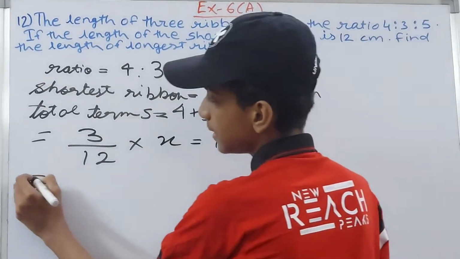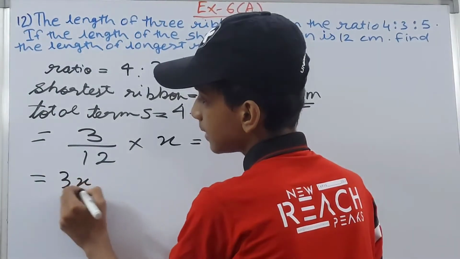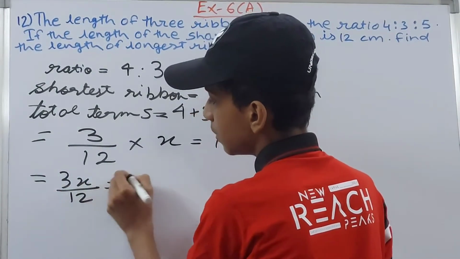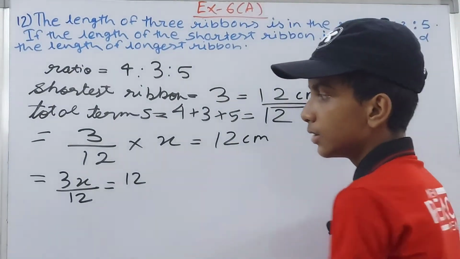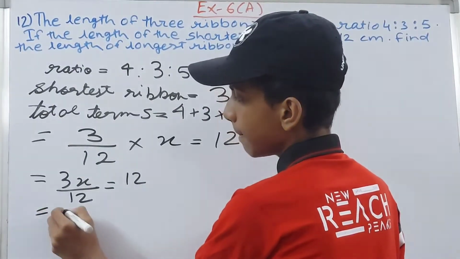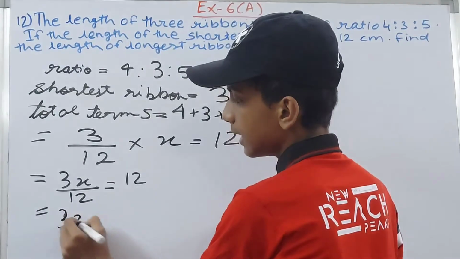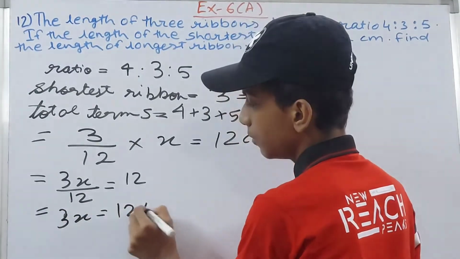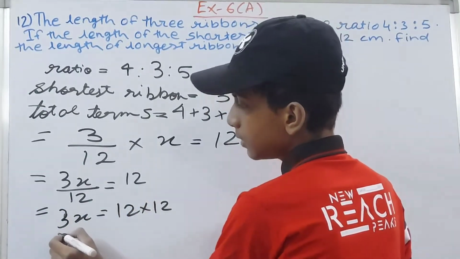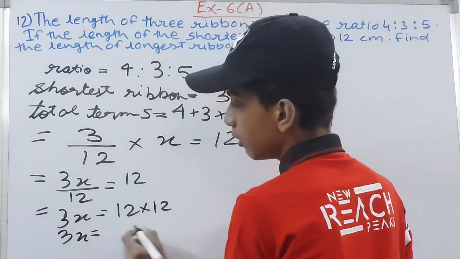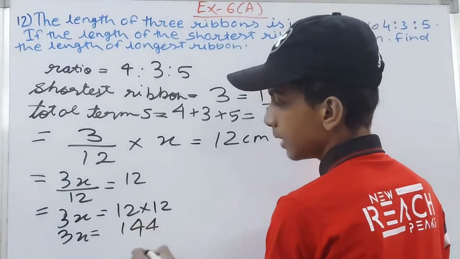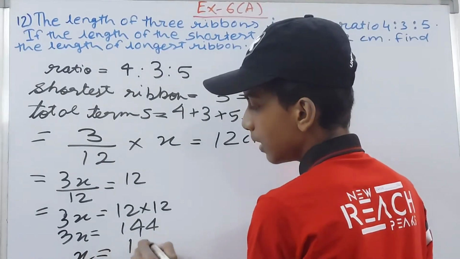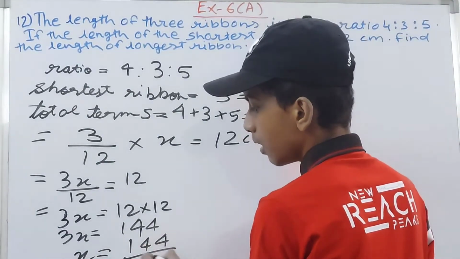So we'll have basically 3x upon 12 is equal to 12. This 12 we will take here, so we will be left with 3x is equal to 12 into 12, right? So 3x is equal to how much? 12 into 12 is 144, right? Now x is equal to 144 upon 3.